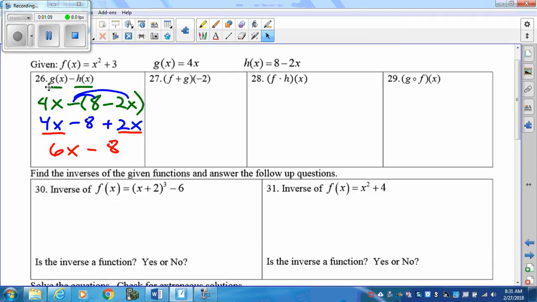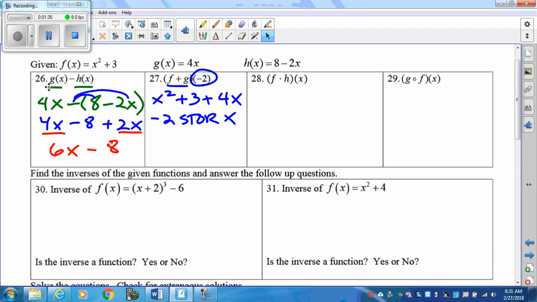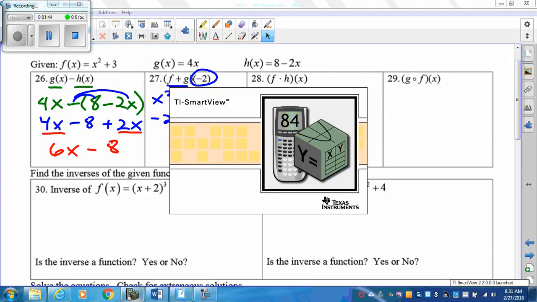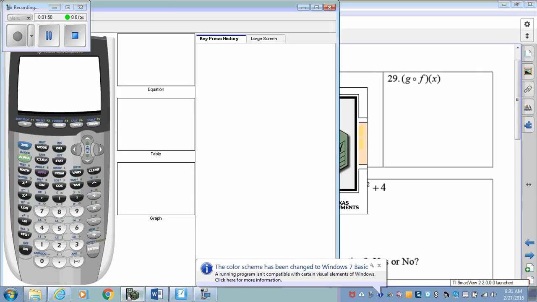All right, the next one says to add these two together, right? f of g, and then I'm going to evaluate it. I'm going to put negative 2 in for my expression. So I'm going to take x squared plus 3 plus g, which is 4x. And then now I'm going to do negative 2 store x, and then I'll type that function. I could also put negative 2 in g and do f of negative 2 and then just add those together.